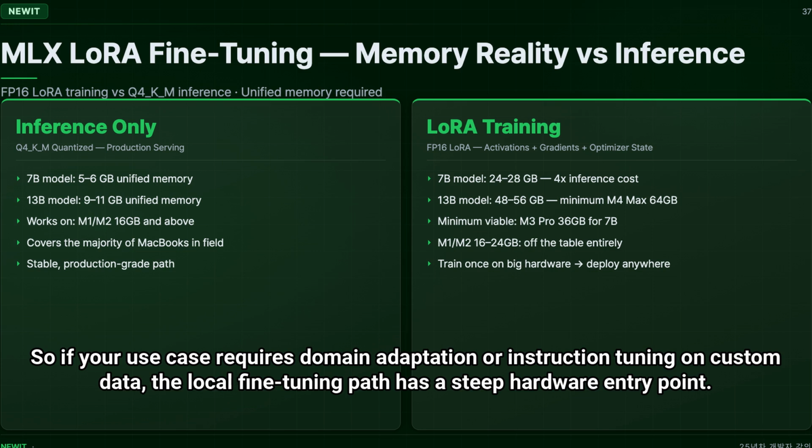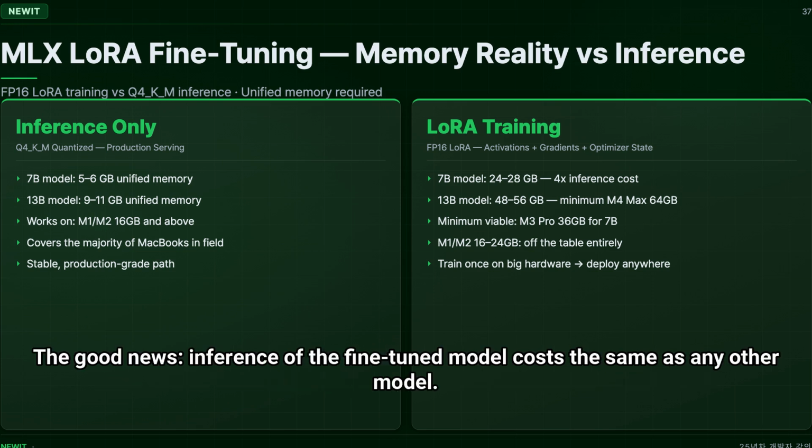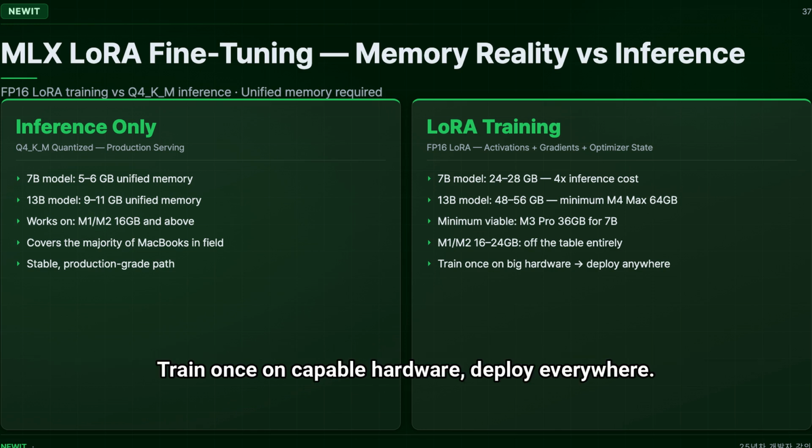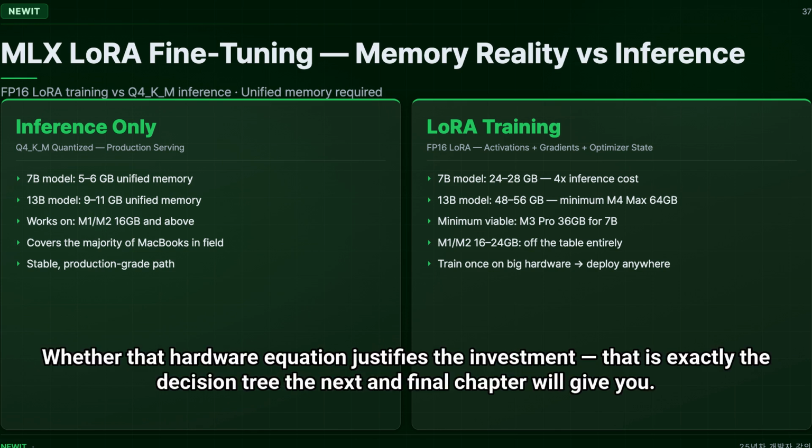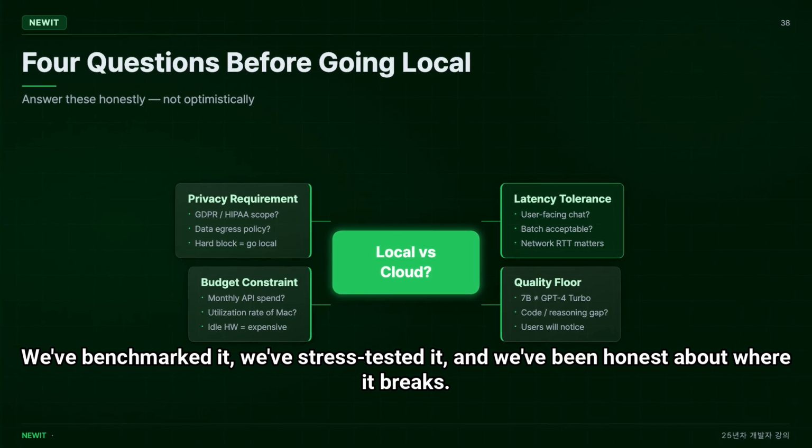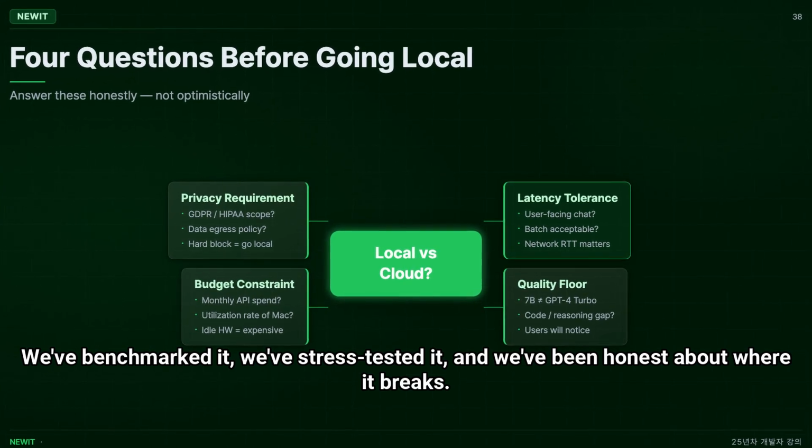So if your use case requires domain adaptation or instruction tuning on custom data, the local fine-tuning path has a steep hardware entry point. The good news: inference of the fine-tuned model costs the same as any other model. Train once on capable hardware, deploy everywhere. Whether that hardware equation justifies the investment, that is exactly the decision tree the next and final chapter will give you. We've benchmarked it, we've stress-tested it, and we've been honest about where it breaks.